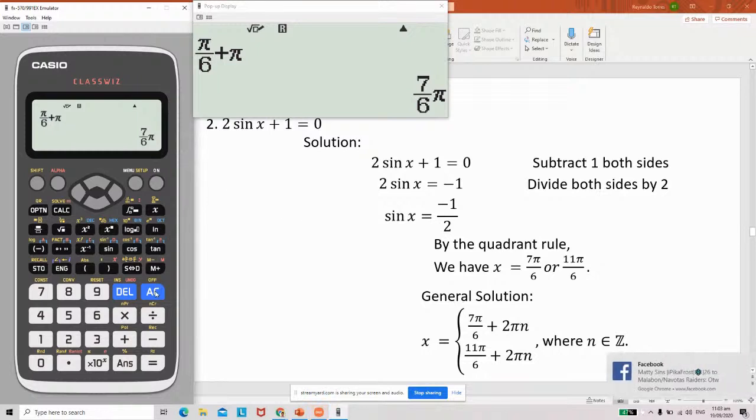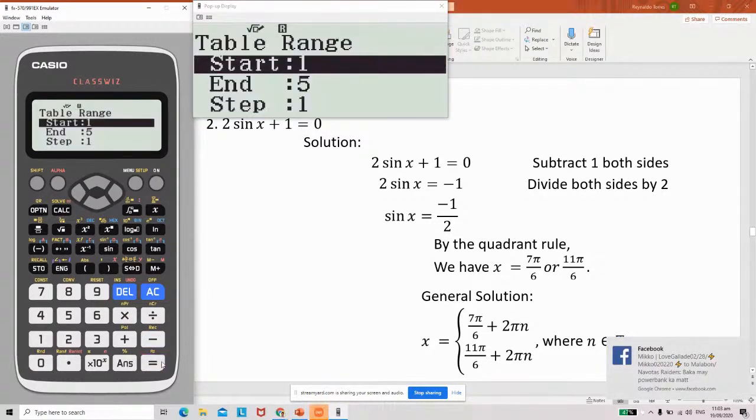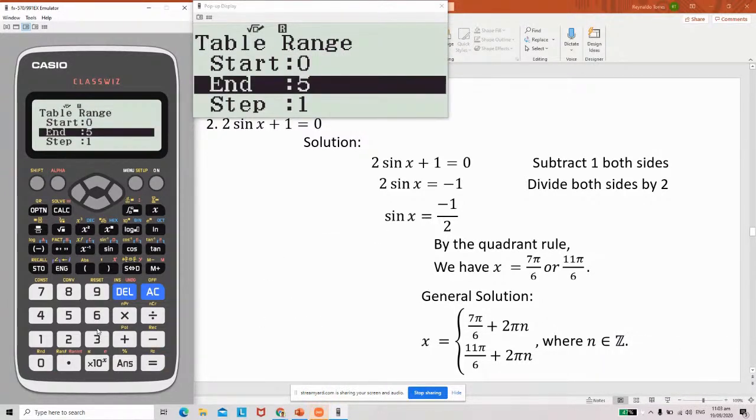Now, using table mode, paano nga ulit yon? Menu 9. F of x, ano yung right side na equation mo? 2 sine x plus 1. 2 times sine x. This time, we need to have a close parenthesis. Bakit? Kasi may plus 1 ka. Pag wala kang close parenthesis, i-interpret yan ni calculator na si plus 1 kasama sa angle. Eh hindi. So, you need a close parenthesis. Plus 1. Equals. Ano yung nasa right side? 0. Equals. Again, mag-start tayo kay 0, mag-end tayo kay 2 pi.